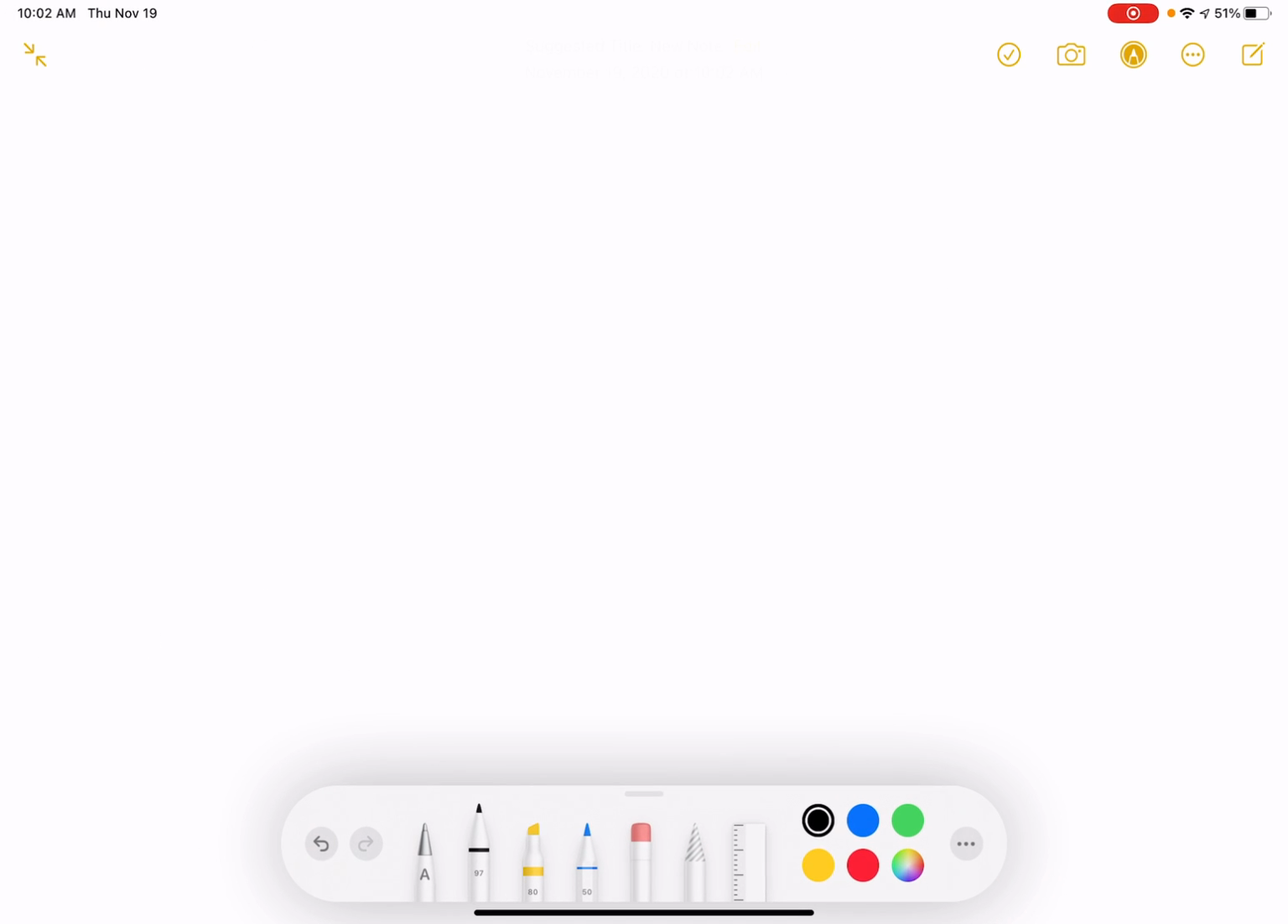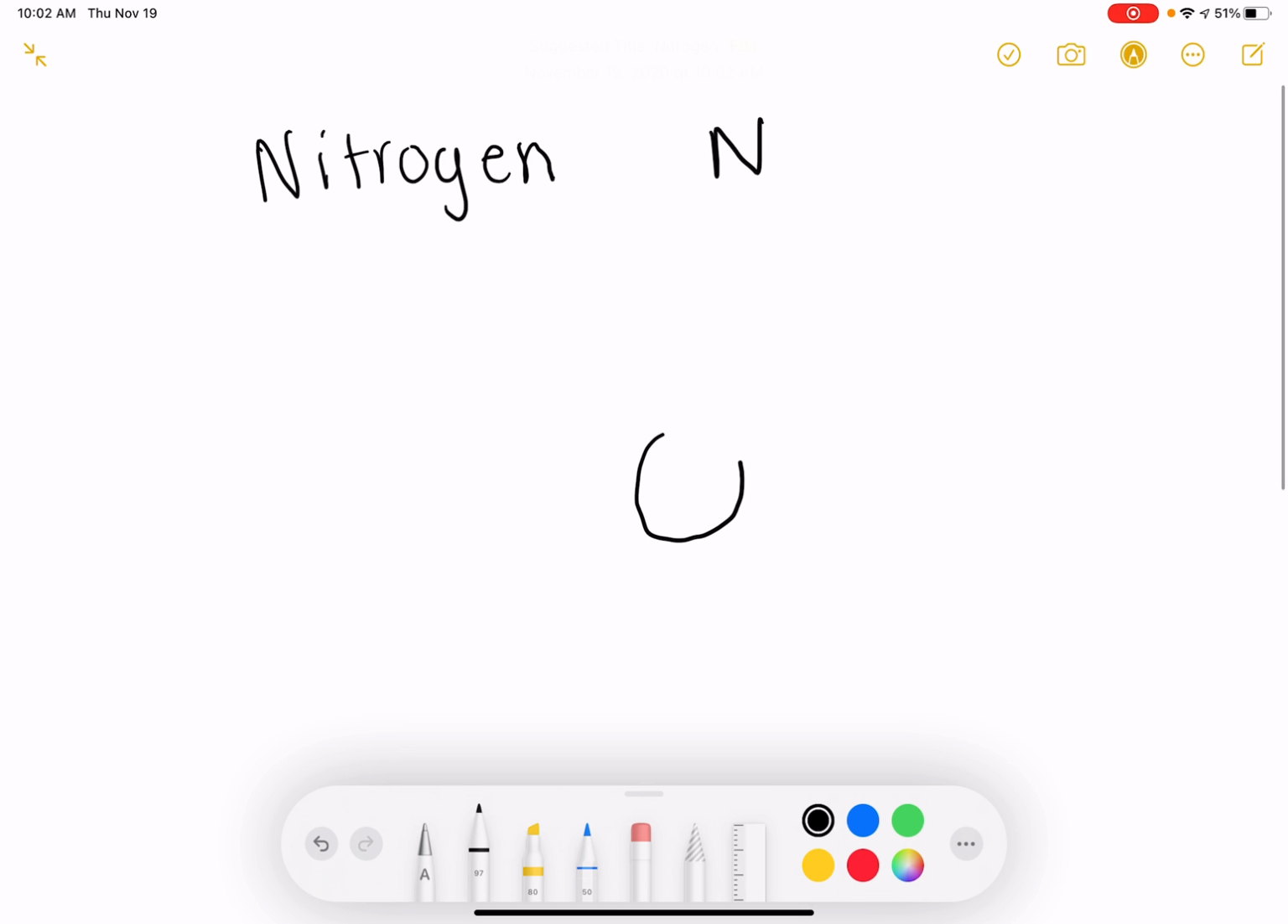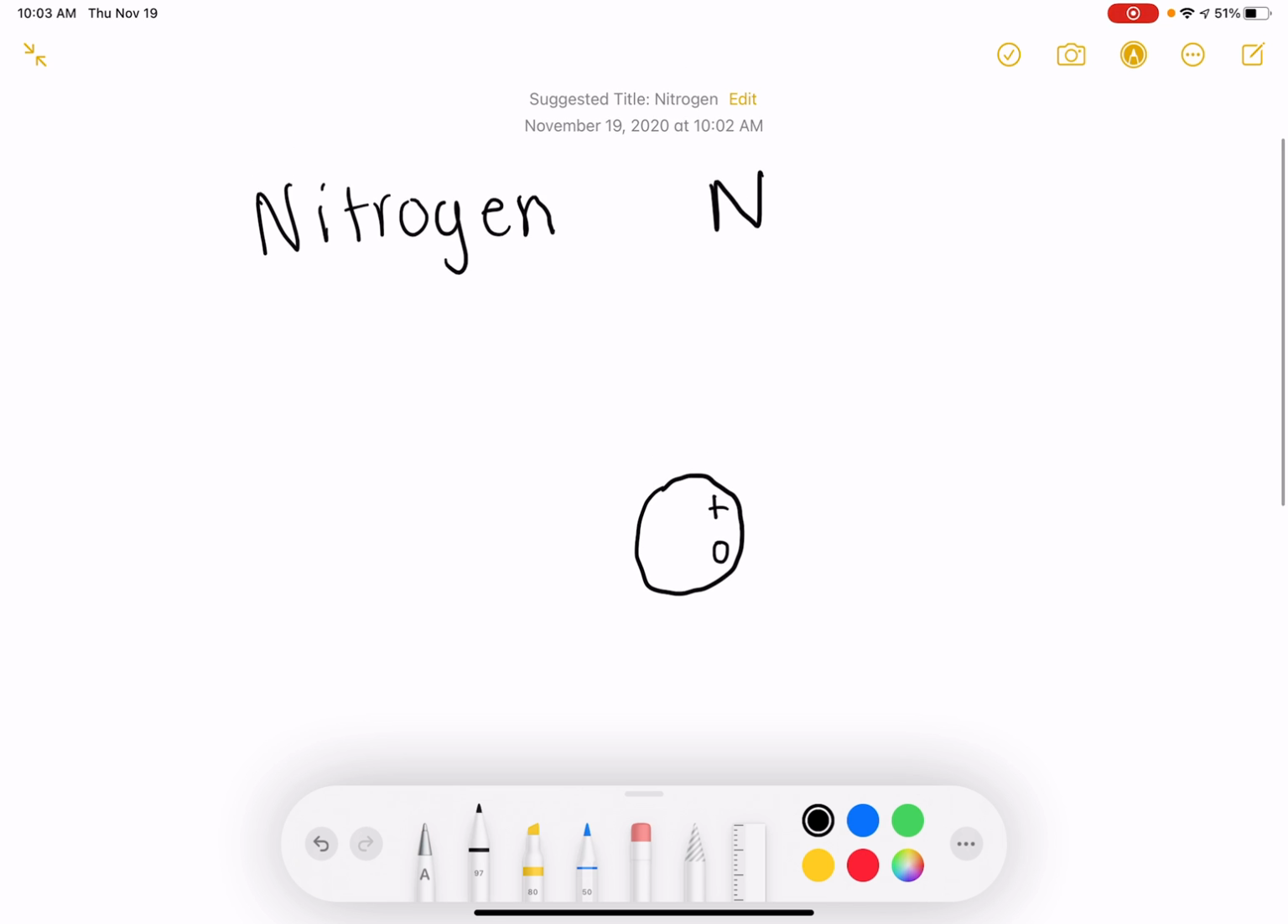Okay. All right. So nitrogen is the Bohr diagram that we're going to write, and our symbol for nitrogen is N. For our Bohr diagram, we have a center, which is known as our nucleus. And in the center, we have the amount of protons, which are positive, and the amount of neutrons, which are neutral. All right? So for nitrogen, we've got to look on the periodic table to see what the number of it is.